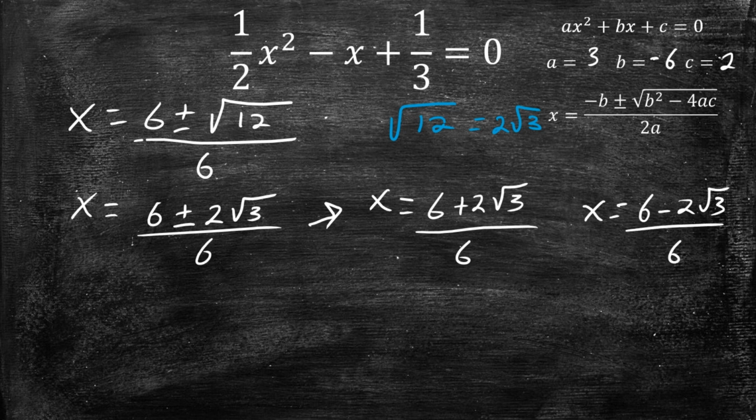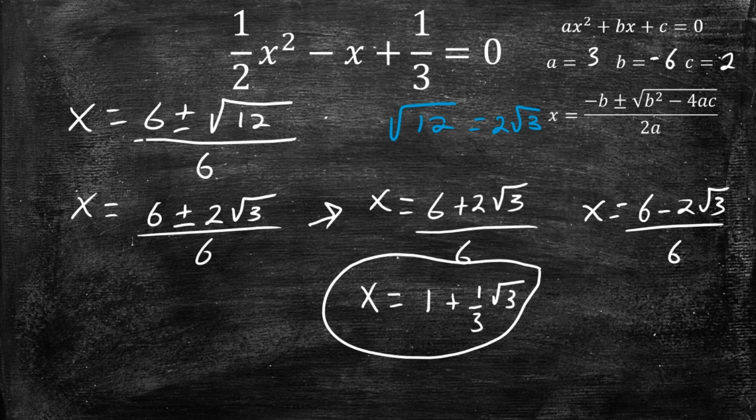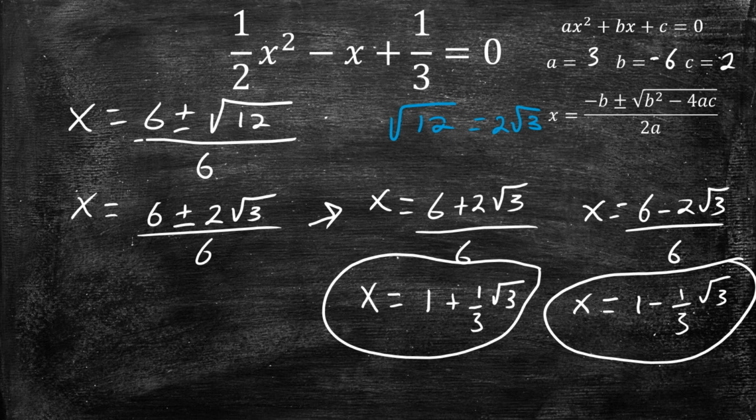So let's go ahead and simplify the first one first. So we got x is equal to 6 divided by 6 is 1, plus 2 over 6 is 1/3. So we have 1/3 and then a radical 3, just like that. So that is going to be one answer. Now let's look at the right-hand side. x is equal to 1 minus 1/3 radical 3. So those are our two answers here. And now example number 3 is complete.